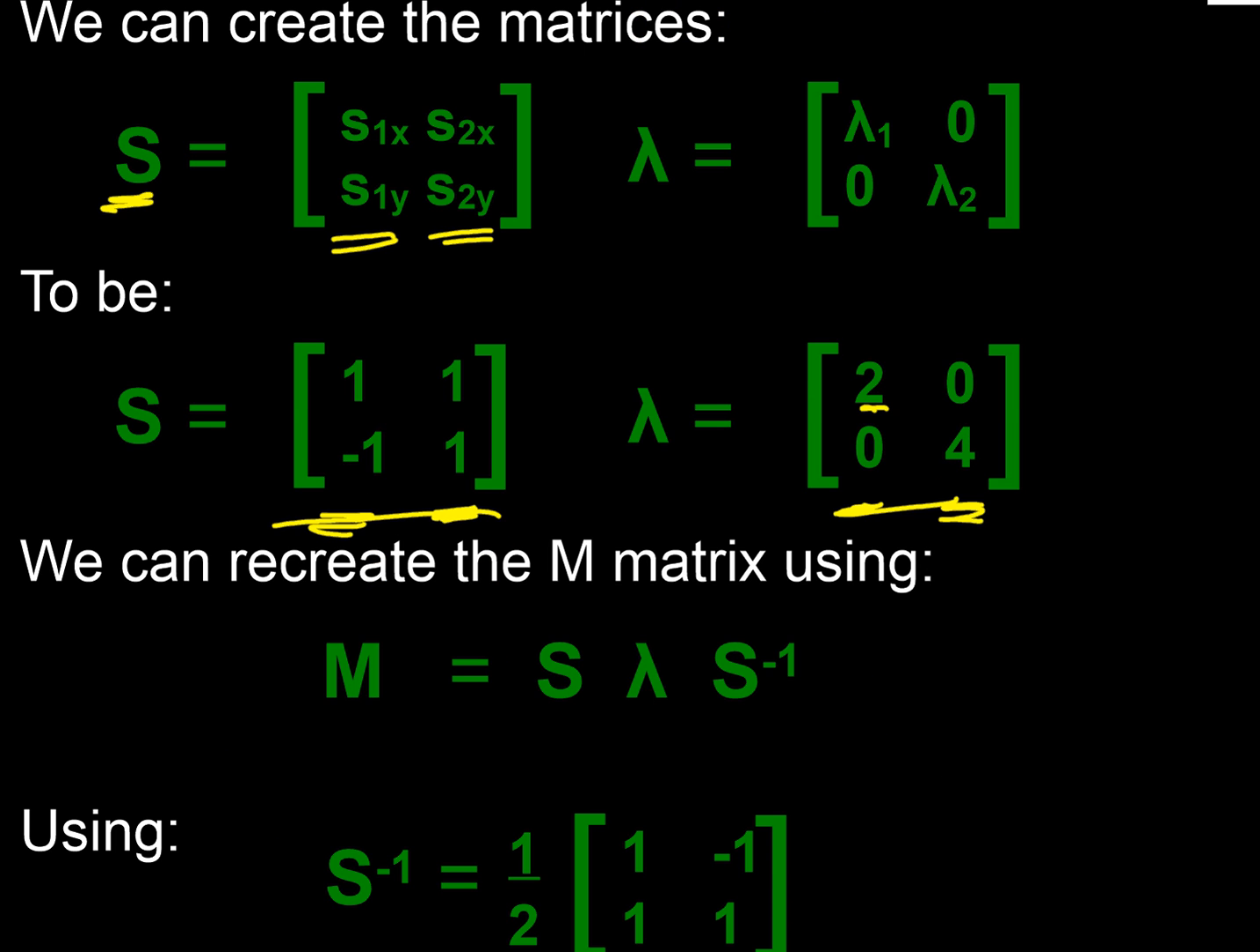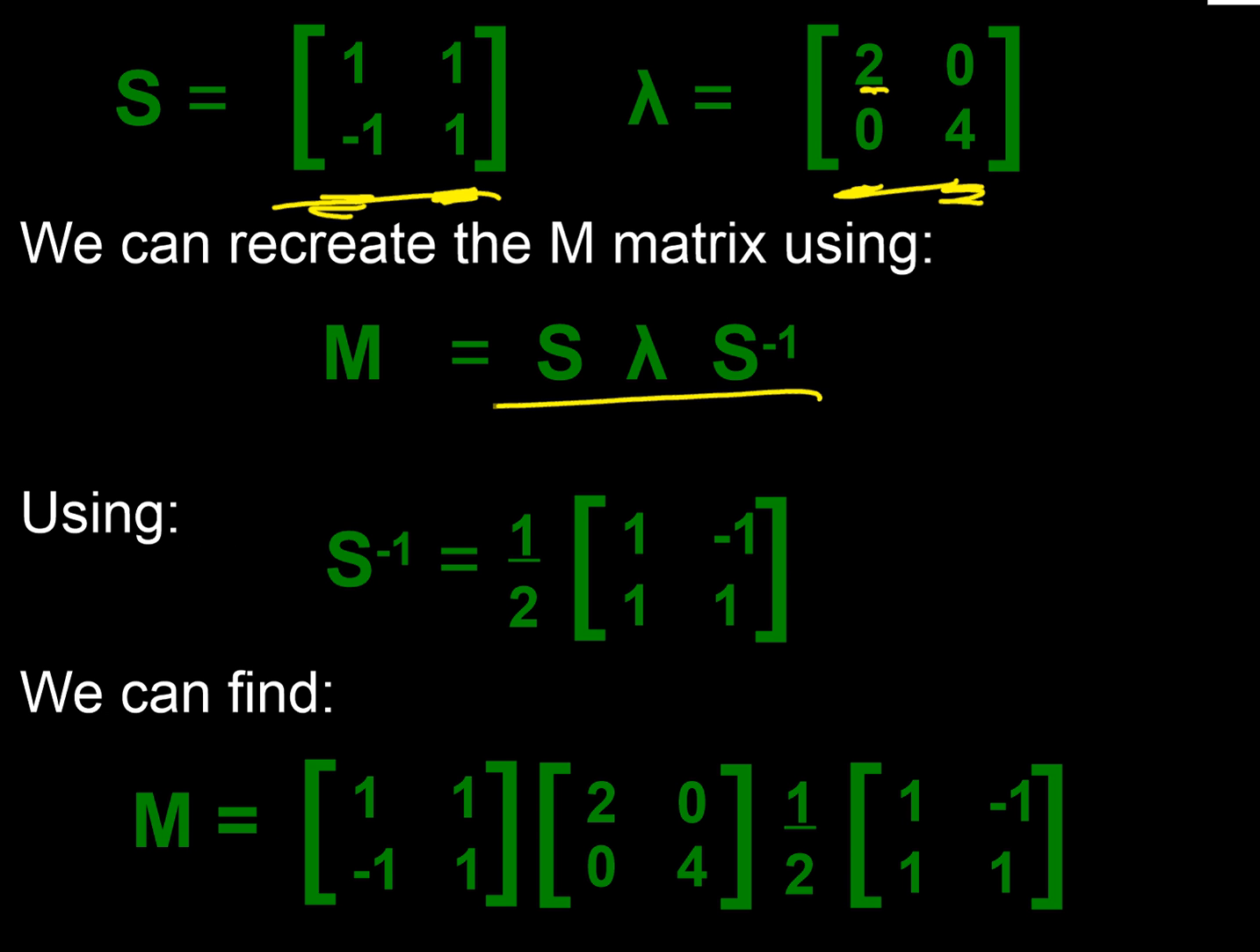Then if I go through and do the calculation here, M equals S lambda S minus 1. I need S minus 1. Well, I can find the inverse of S, can't I? By doing a, b, c, d becomes d, minus b, minus c, a, and then the determinant's out the front, and we get this matrix here. It's a bit like the original, doesn't it? But it's got a half out the front.